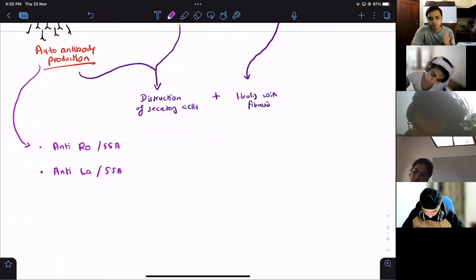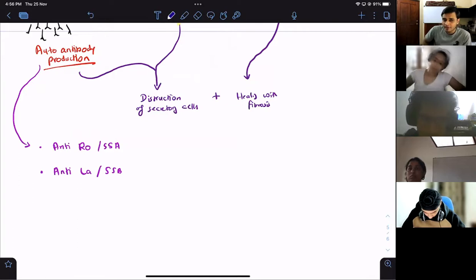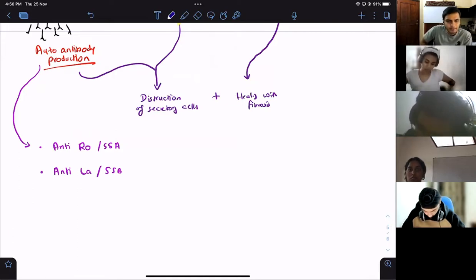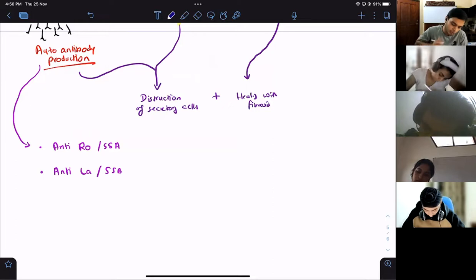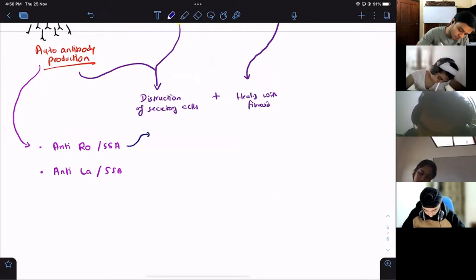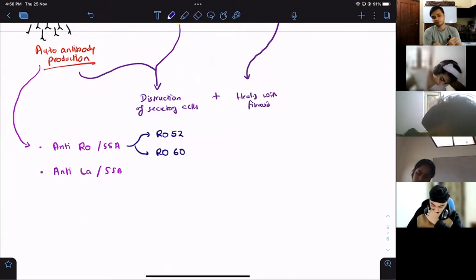These are just proteins. We'll take a deeper look than we did that day, guys. This Ro and La are proteins that are present in our nucleated cells. Look at this. Ro proteins, we mainly have two: Ro 52 and Ro 60.